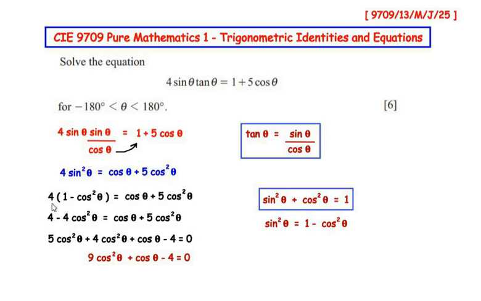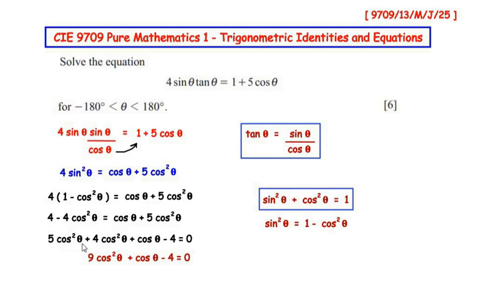Now in the next step we have expanded this bracket, that is 4 times 1 is 4 and 4 times minus cos square theta gives us minus 4 cos square theta is equal to cos theta plus 5 cos square theta. Now let us take these two terms on the right hand side. So rearranging this we get 5 cos square theta, now minus 4 cos square theta on the other side becomes plus 4 cos square theta plus cos theta, and plus 4 on the other side becomes minus 4 equal to 0.